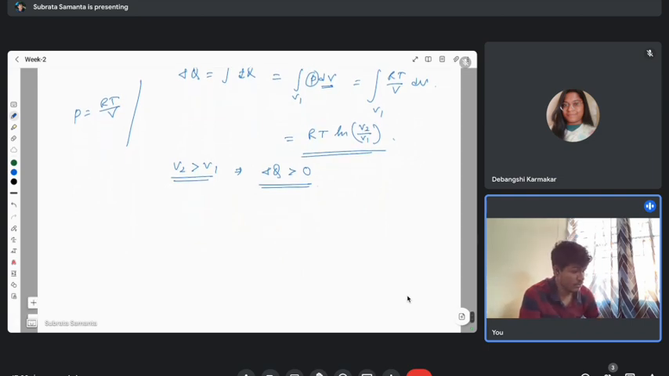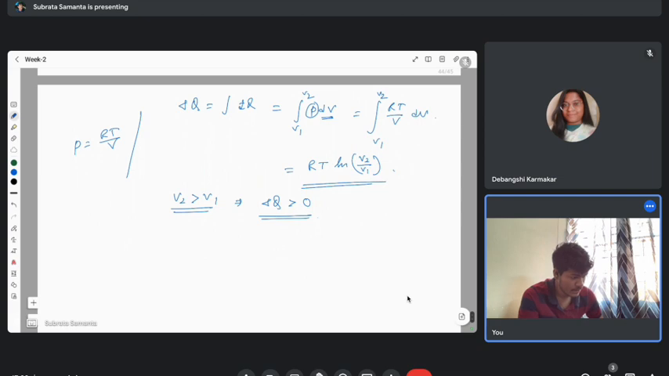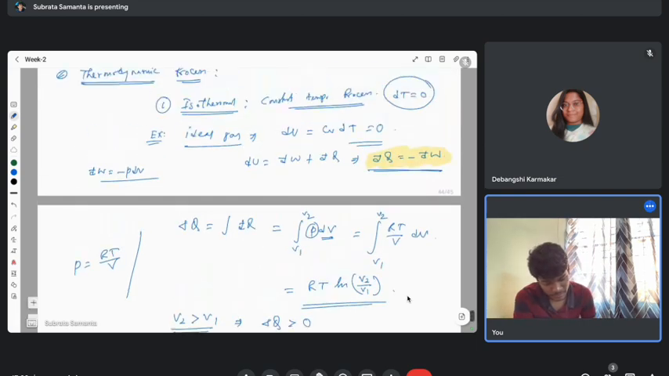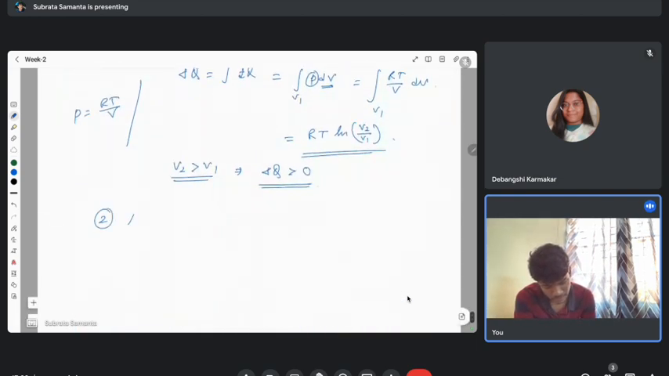So this is the case. Similarly, you calculate, let's say, the adiabatic index. So the second process is the adiabatic process. So, the isothermal process, and the second process is the adiabatic.